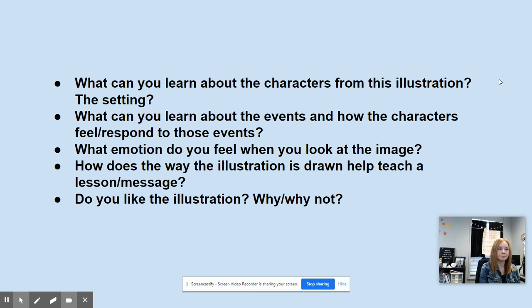What do you guys think? And like I said, I liked the illustrations. I don't know if you guys did, but maybe you liked them, and why or why not. You can share that with your learning coach at home.